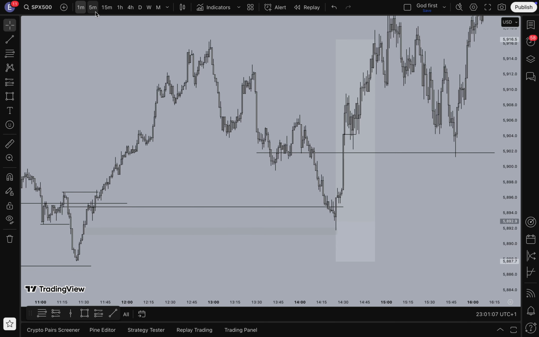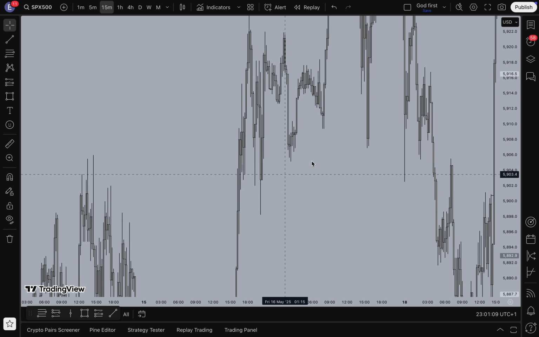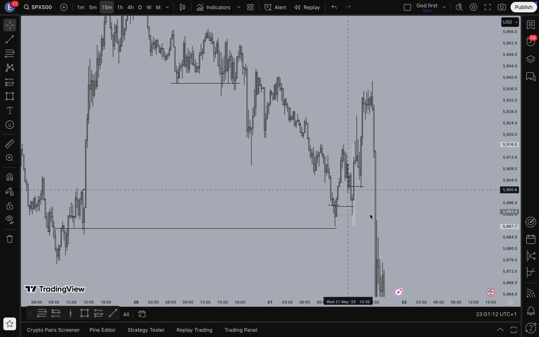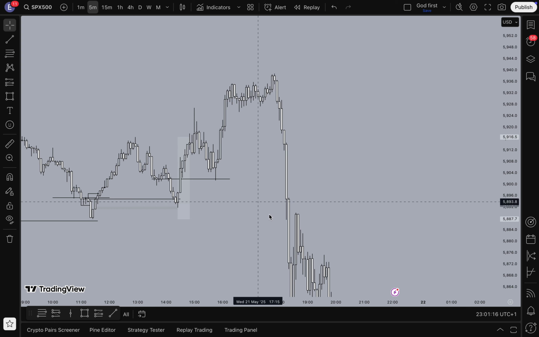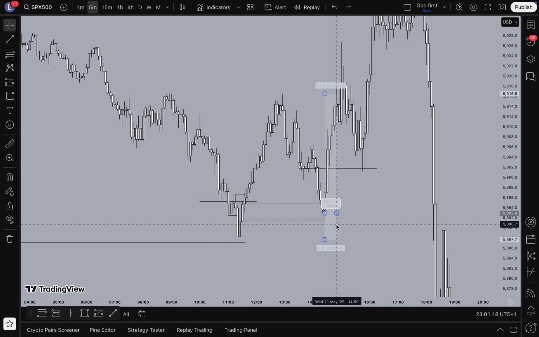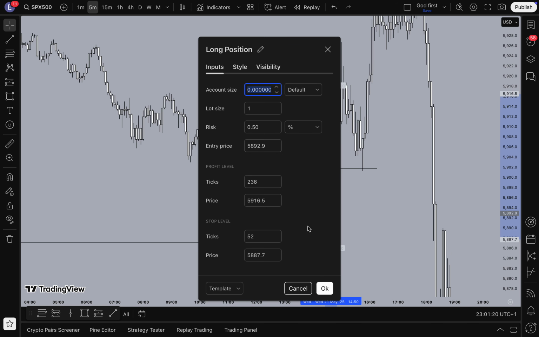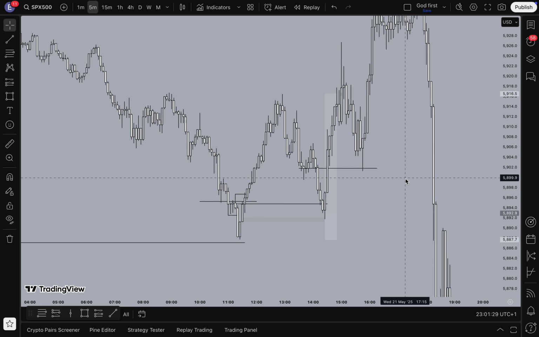So this trade was 4R, as you can see. Let's see the ticks. 52 for 236. So yeah, around 4R for this trade.